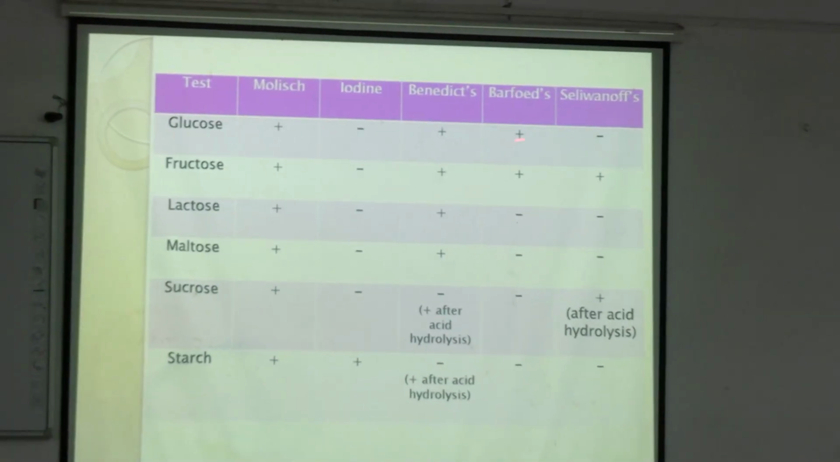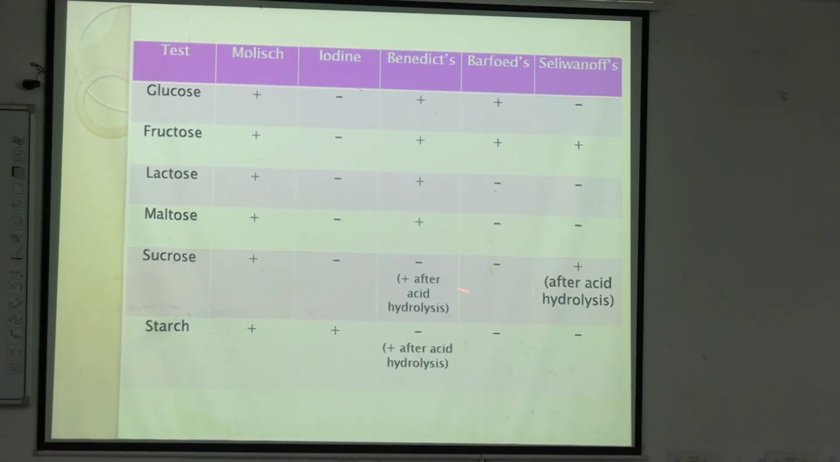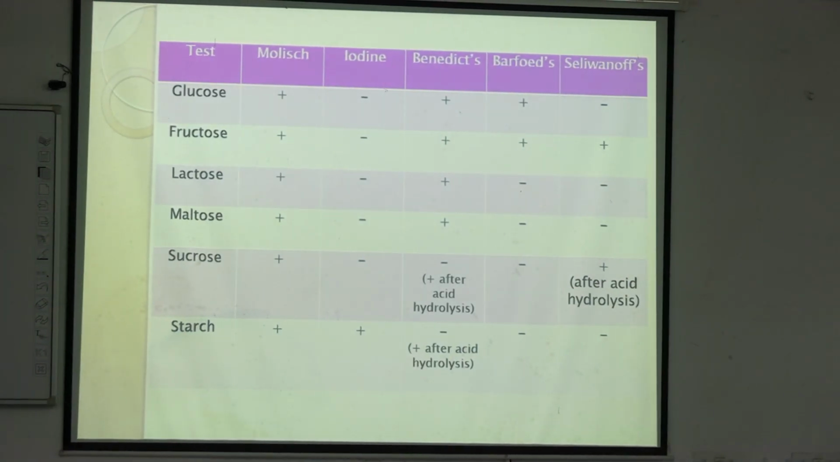Clear? Next comes the Barfoed. Barfoed's will be positive for monosaccharides. Here glucose and fructose. And Seliwanoff's will be positive only for fructose, and in case of sucrose, after acid hydrolysis. This one only after acid hydrolysis. Okay? Is it clear to everyone?